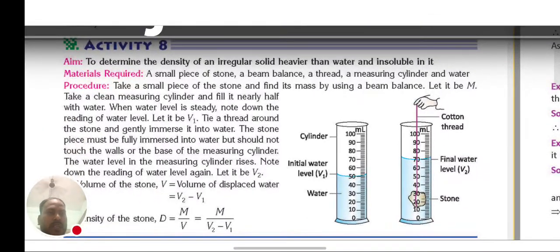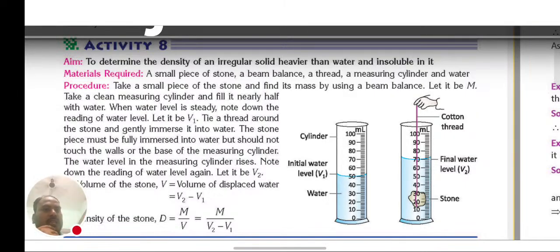Now this is the first measuring cylinder and this is the second measuring cylinder. In the first measuring cylinder we have to see the level first. This is volume 1. When we immerse the irregularly shaped stone piece with the help of thread inside the measuring cylinder, we see in the diagram that the water level has increased, yes or not?